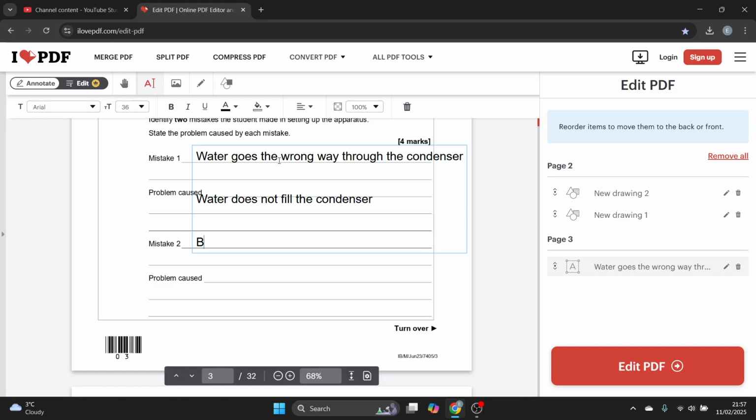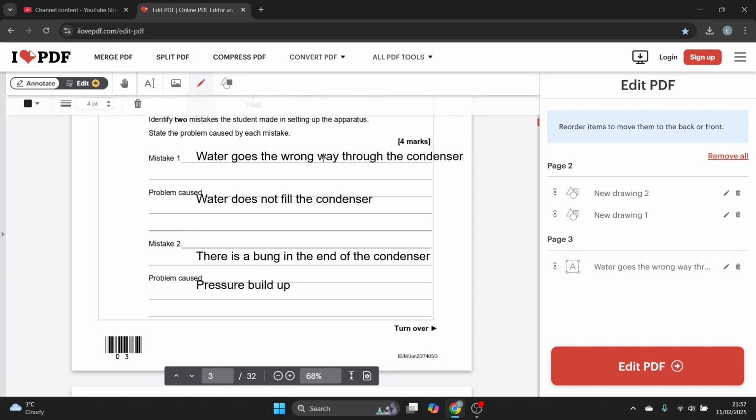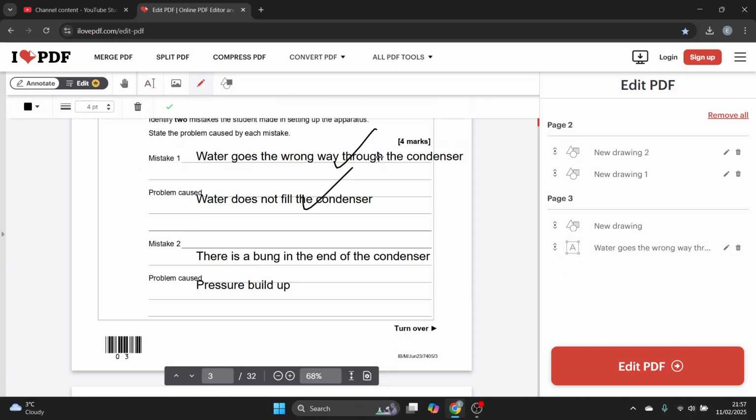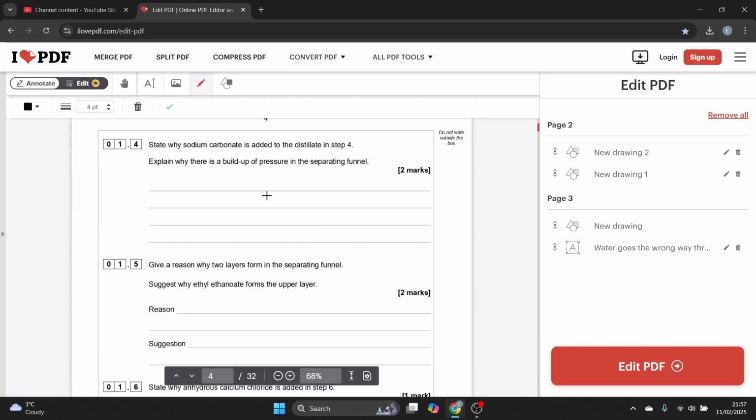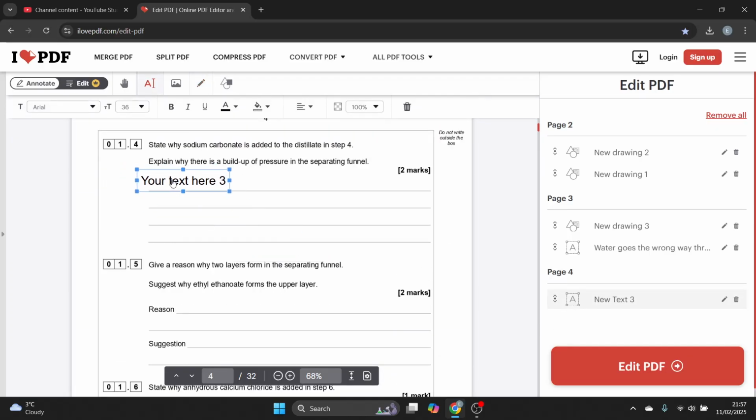Mistake 2: there is a bung at the end of the condenser. Problem caused: pressure build up. To recap: water goes the wrong way through the condenser, so water does not fill the condenser. There's a bung in the end of the condenser, so pressure builds up.